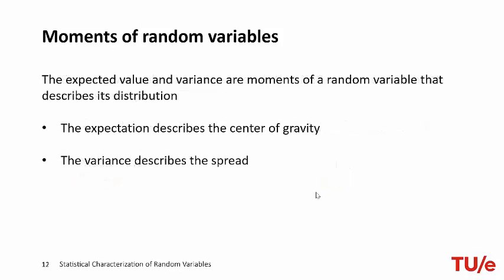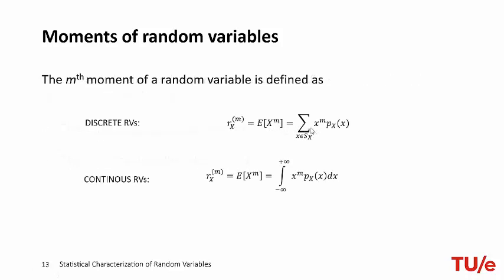The expected value and the variance are moments of a random variable. Moments are ways to describe the probability distribution associated to a random variable. The expectation is the first moment and describes the center of gravity, while the variance describes the spread. More in general, the mth moment of a random variable can be calculated by taking the expectation of the random variable to the power of m.